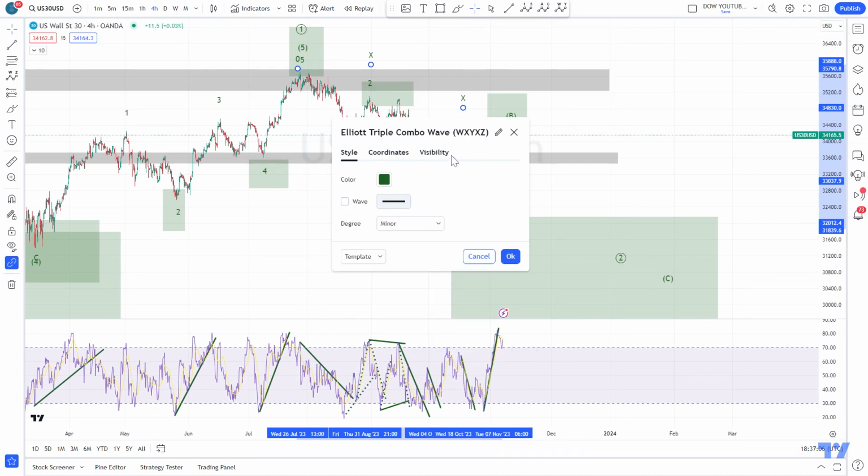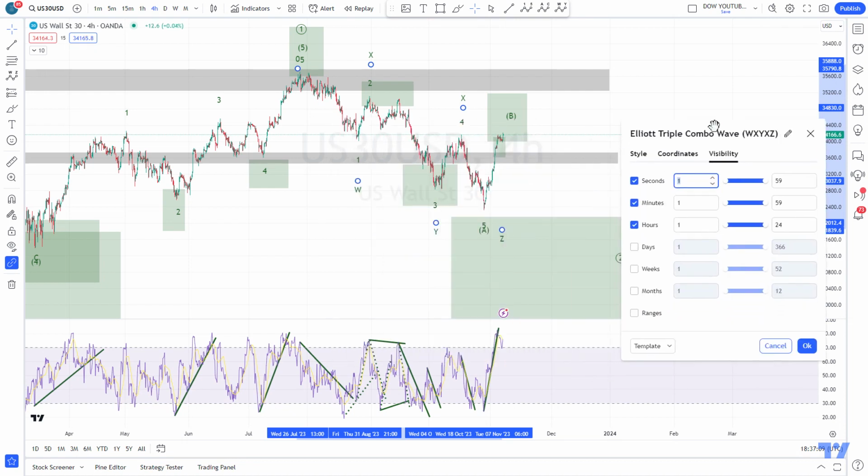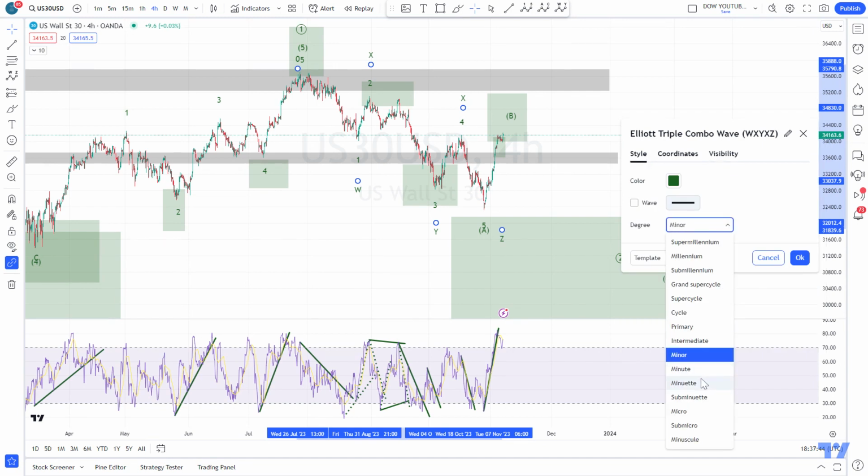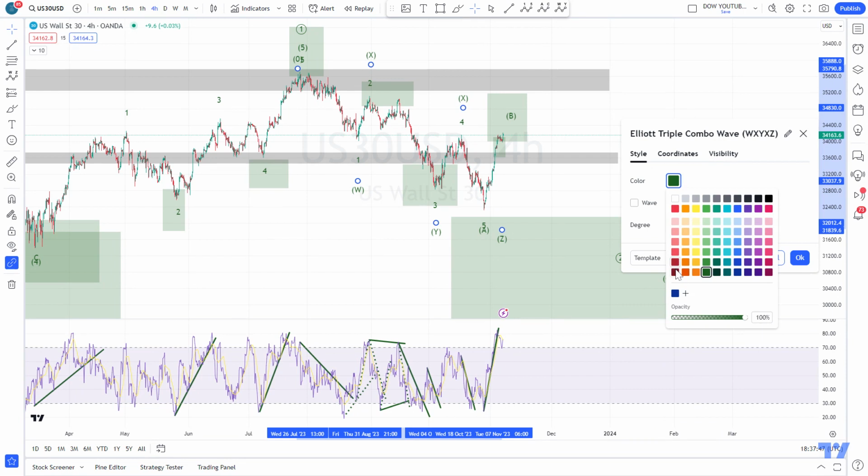I don't really like calling for this WXYXZ correction, because this looks more like 5 waves than a triple three correction. But I mean, if this low holds here in the Dow Jones, and the wave 4 low holds in the Nasdaq and the S&P 500, then it is what it is, and then we have to accept that this corrective move down here was a WXYXZ correction. So I will put it on my chart as a secondary scenario.